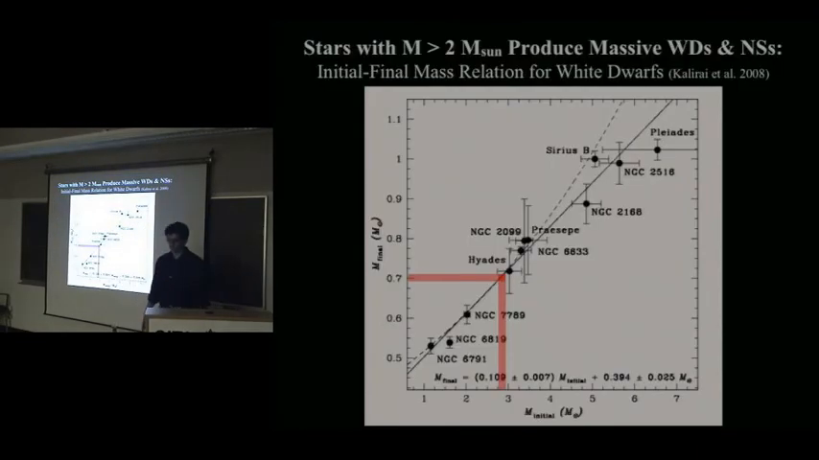So the first thing you need to know is that stars with mass above 2 solar masses produce massive white dwarfs and neutron stars. So this is the initial final mass relationship from Calroy et al. 2008. And here you see the initial mass in solar masses. So there's the sun, 2 times the sun, 3 times the sun. Then the final mass is here. So a star of about 5 solar masses produces a white dwarf of about 1 solar mass. A solar mass object produces a white dwarf of about half a solar mass. That's the first thing to know.